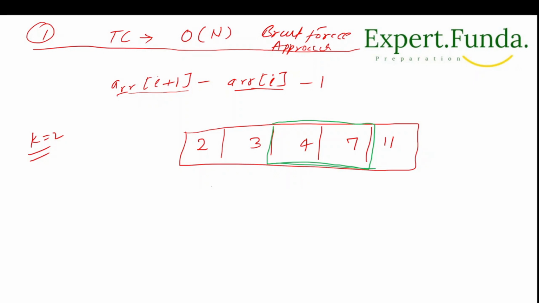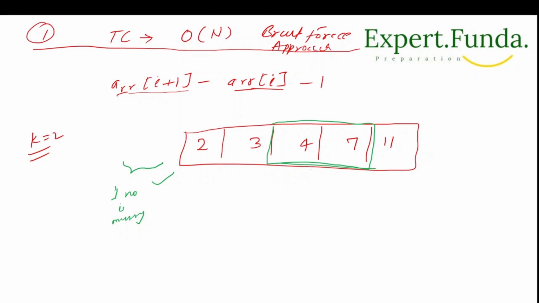How? See, one number is missing here, at this place, before the array starts. And if you talk about this one, numbers 2, 3, 4 are present, and 2 numbers are missing here.